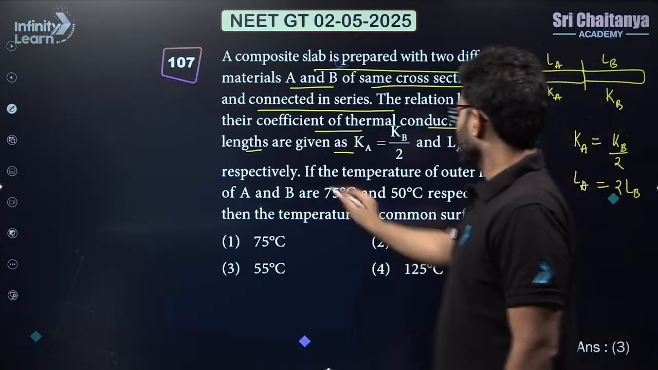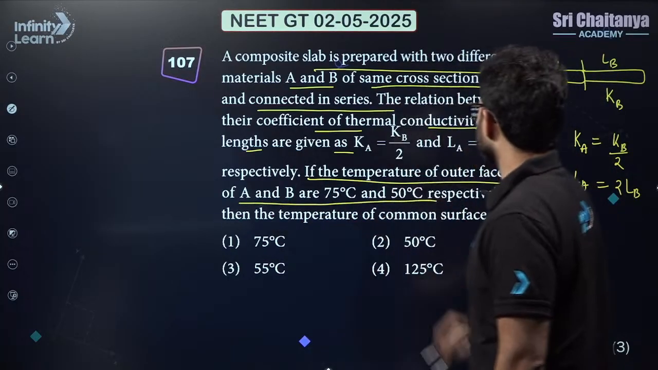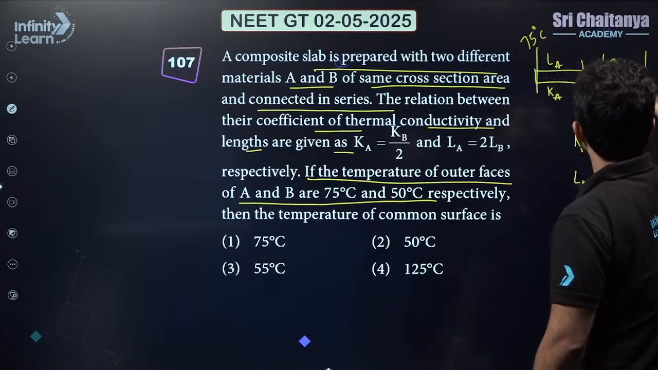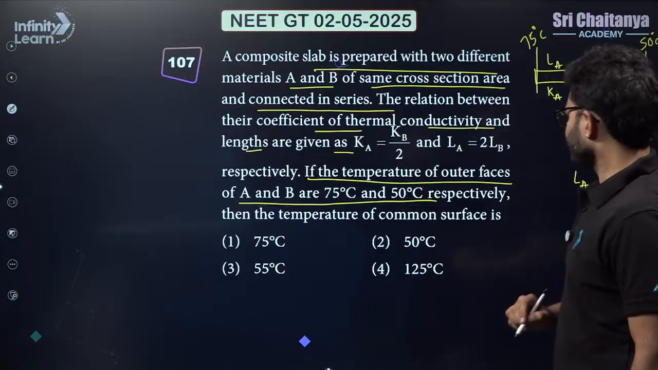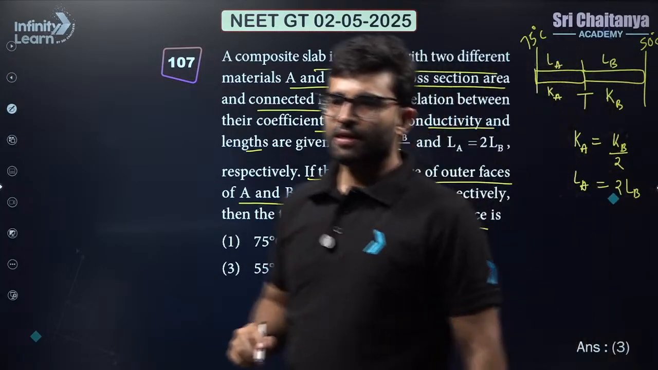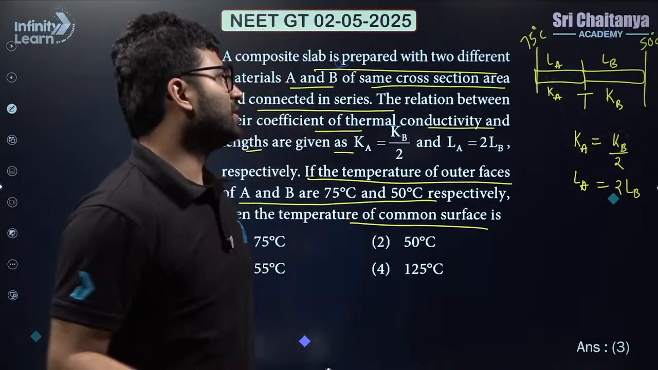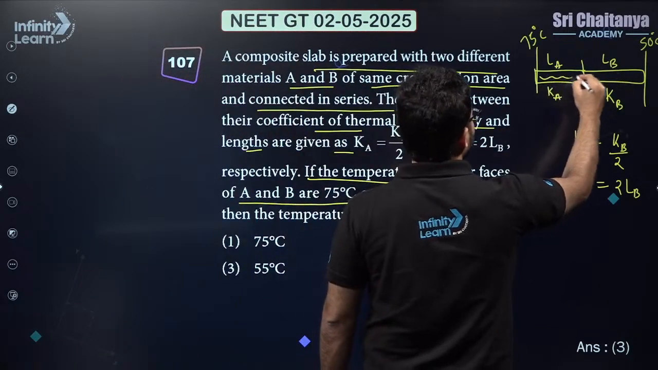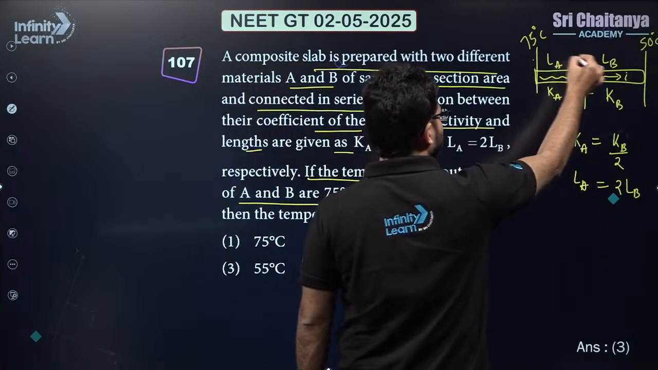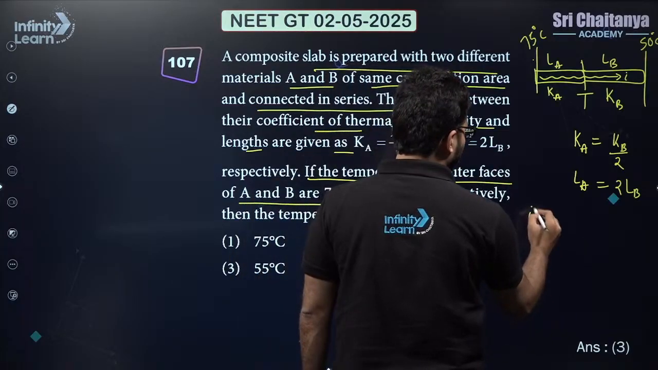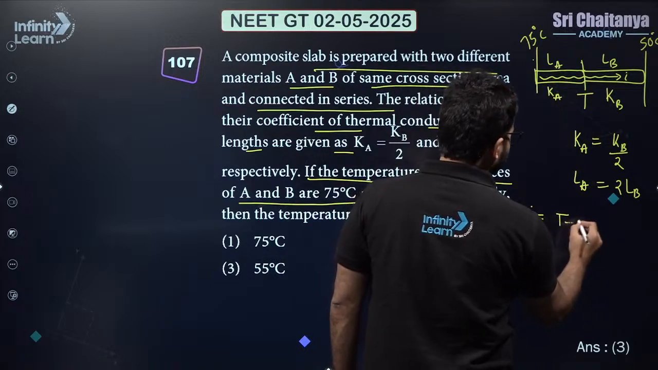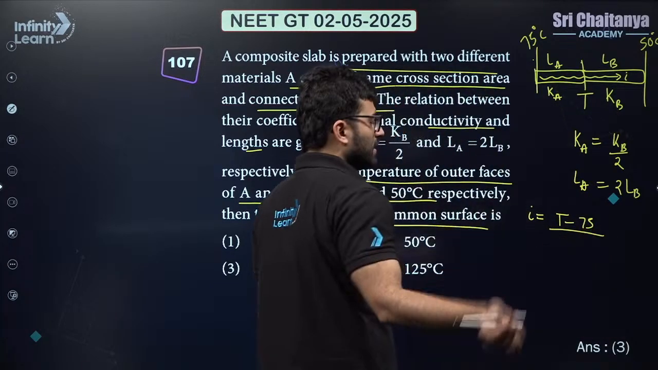This also we know. If the temperature of the outer faces are 75 and 50, so let's say this is end A, so this is 75 degrees Celsius and this is 50 degrees Celsius. Then the temperature of the common surface, this you have to calculate, which is T. So how will I calculate this T? Basically, what is the concept? Since both of these are connected in series, the heat current will be same. So first I will apply the conduction equation between this point and this point. So rate of transfer of heat, dQ by dt, is change in temperature T minus 75 divided by L by Ka.